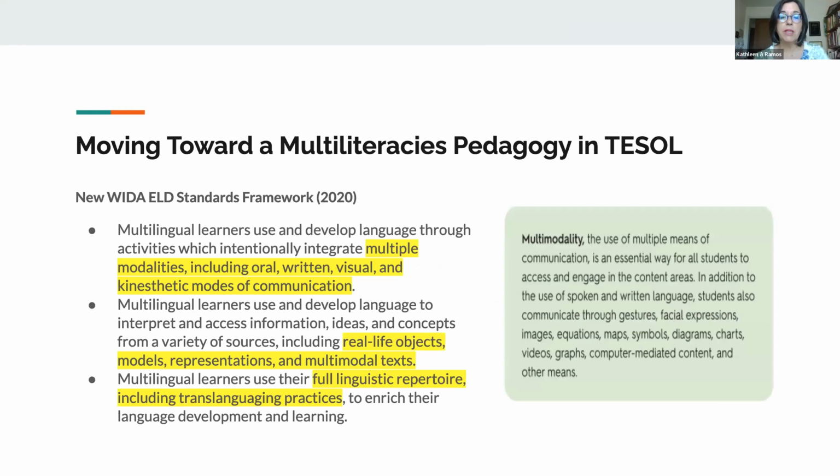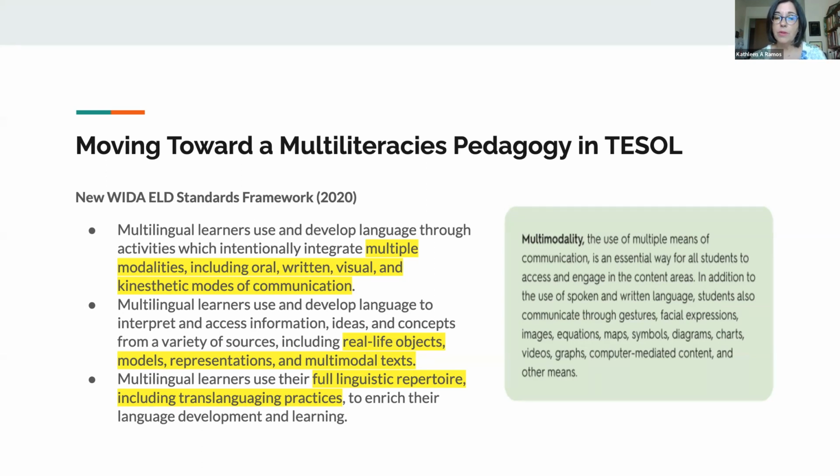This can be especially highlighted in the new WIDA English Language Development Standards Framework that was published in 2020. We can see a clear shift in the TESOL field towards a multiliteracies pedagogy. Multilingual learners in the content areas should be invited in ESOL class and in the content areas to use multiple modalities, oral, written, visual, and kinesthetic modes of communication, real life objects, models, representations, multimodal text as they learn and use language skills to learn.